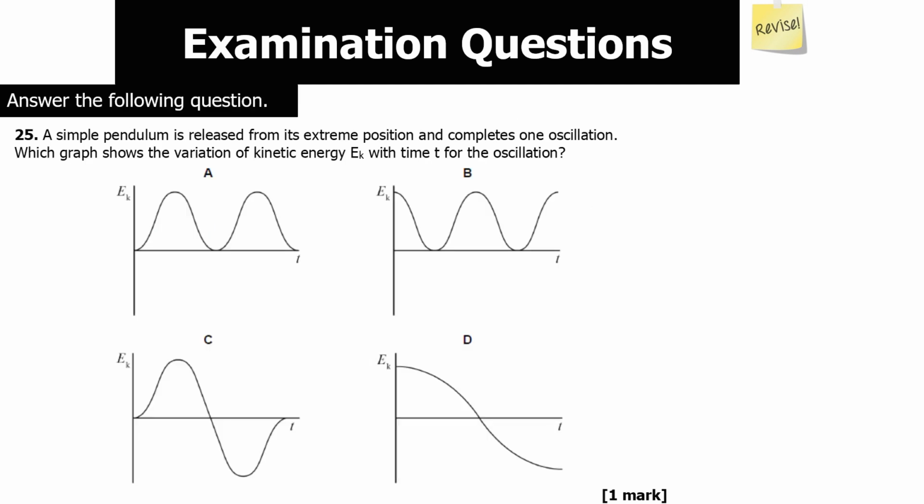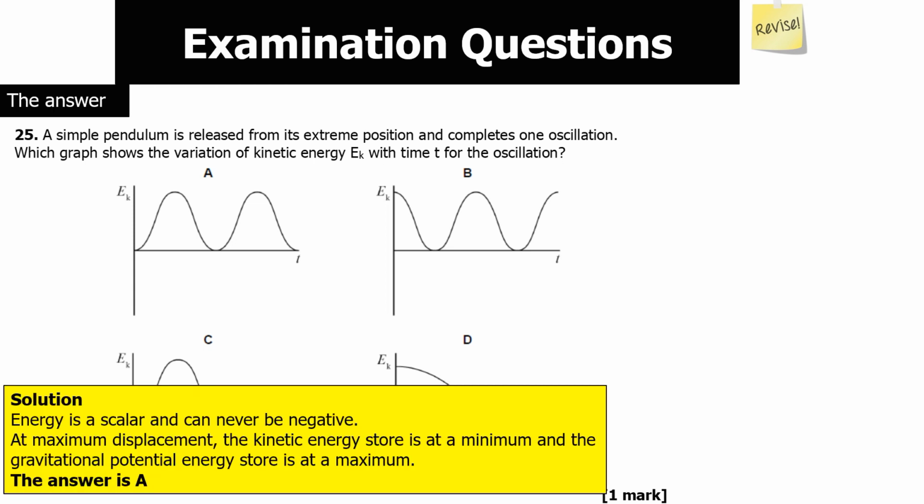The next question says a simple pendulum is released from its extreme position and completes one oscillation. Which graph shows the variation of kinetic energy with time for the oscillation? So pause the video now, then unpause the video when you want to go through your answer. Right, so we know that the answer here has to be A, because firstly energy is a scalar and can never be negative, and secondly at the maximum displacement the kinetic energy is at a minimum and the gravitational potential energy is at a maximum, so our only correct answer will be A.